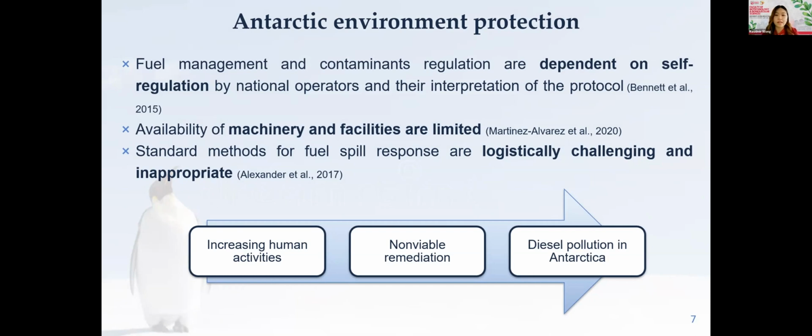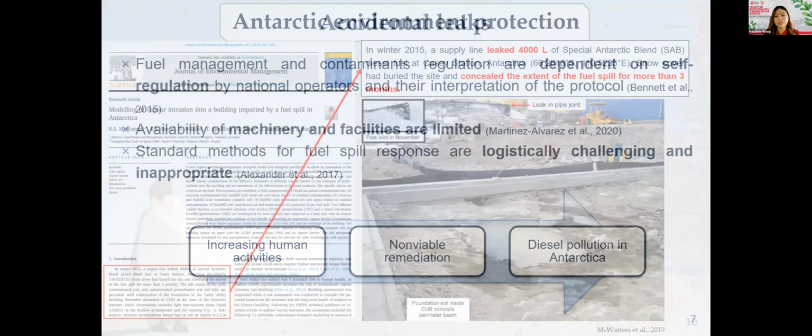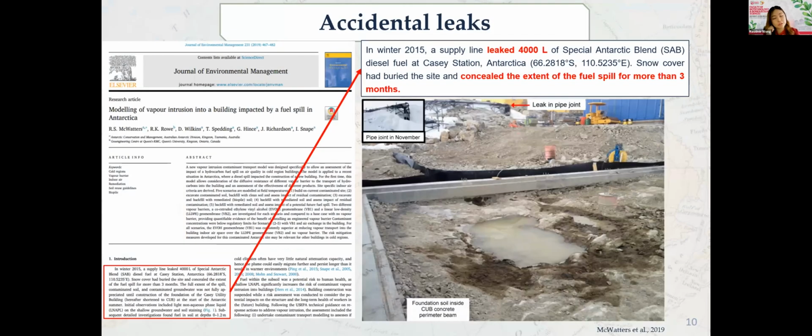Other than that, very obviously, there is very limited availability of machinery and facilities, and it's also logistically challenging and inappropriate. So as human activities keep on increasing and remediation is non-viable, this leads to diesel pollution in Antarctica. Usually it's sourced from two sources, which I mentioned just now.